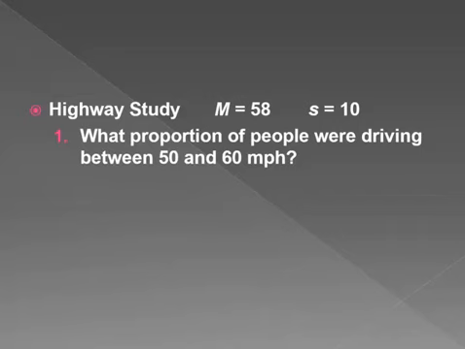Which is good, fine. So we want to find the proportion of people, in this case, who are driving between 50 and 60 miles per hour, right? Well, how might we do this? How might we figure out this problem?